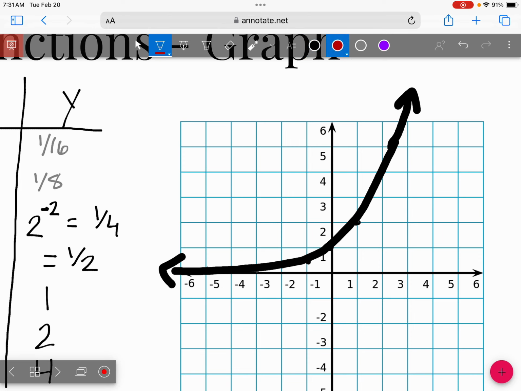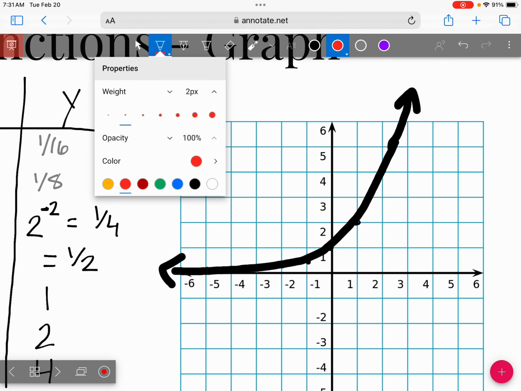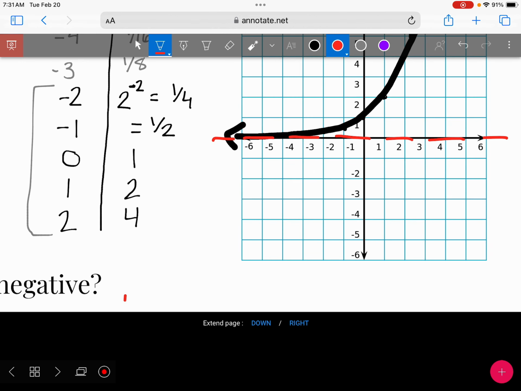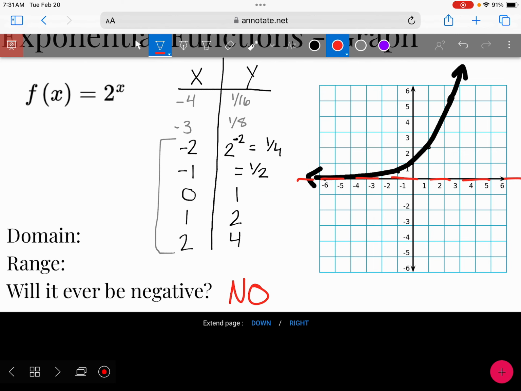No. There is an invisible wall. That's right here. On our parent functions, it's right here. There's an invisible wall that the graph can't cross. Because there is no exponent that I can raise 2 to make this be negative. And we're going to talk about this invisible wall in a minute and what its name is, but I have a formal definition I want to give you.